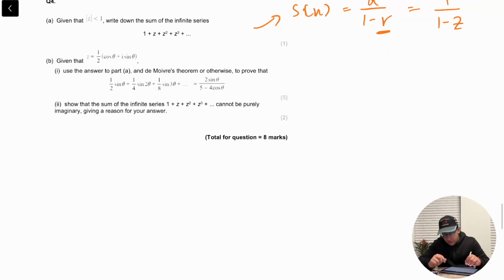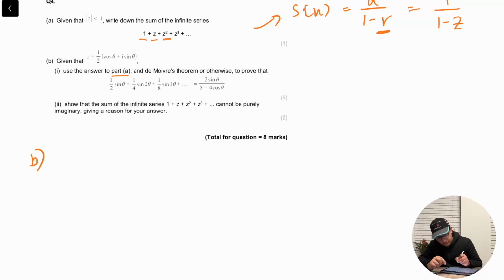Okay, so part B, given that z equals half (cos theta plus i sine theta), use the answer to part A and De Moivre's theorem, or otherwise, to prove that the series equals 2 sine theta over 5 minus 4 cos theta. Okay. So, why have they said using the answer to part A? It's a sum to infinity series. As you can see, it's 1 plus z squared, right? So, I already see it, z squared. So, it's like 1, z squared, z cubed, and so on, right?